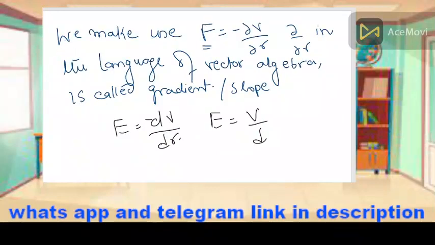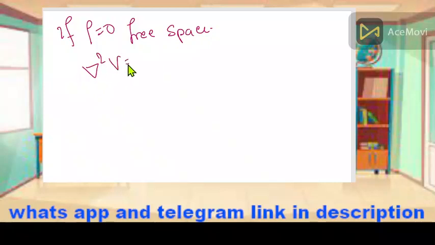In a similar manner, if rho is 0, that is, we are in free space where there is no charge density, in that situation del square V is equal to 0, and this equation is called the Laplace equation.